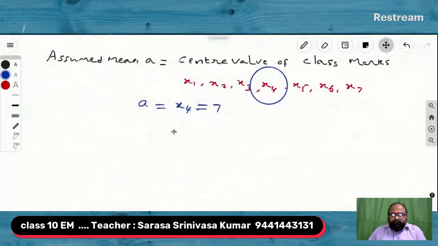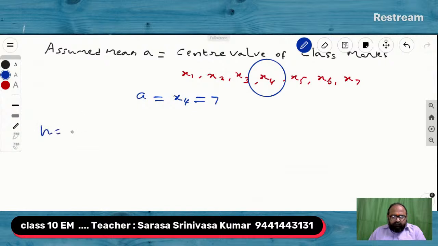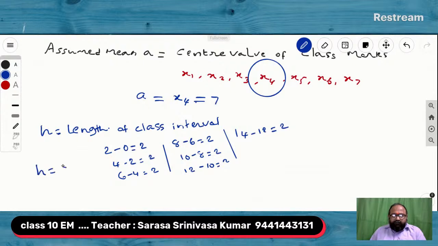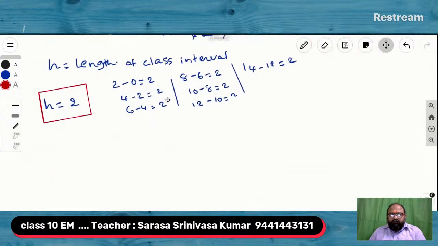Let us observe this. Now we write this step. h equal to length of class interval. So you observe this: 2 minus 0 equal to 2, 4 minus 2 equal to 2, 6 minus 4 equal to 2, 8 minus 6 equal to 2, 10 minus 8 equal to 2, 12 minus 10 equal to 2, 14 minus 12 equal to 2. So h equal to 2. This is one method.